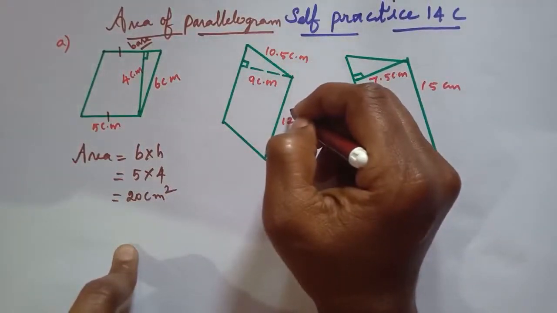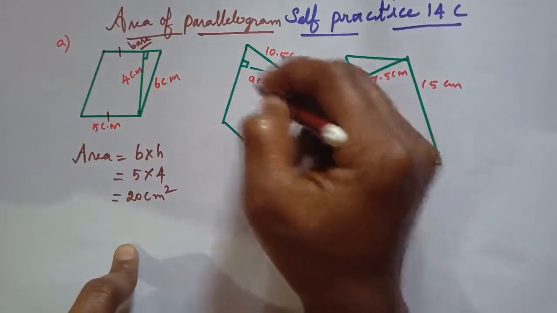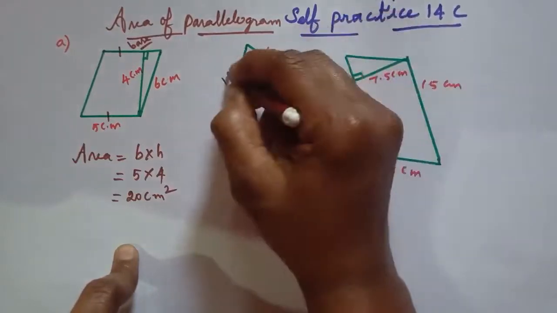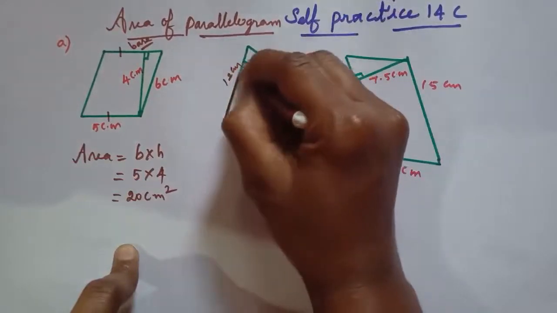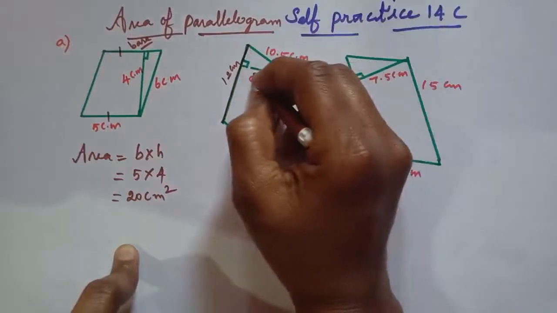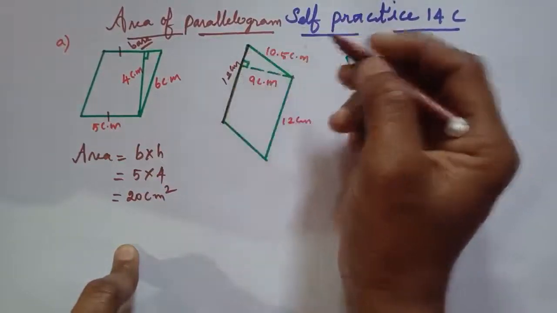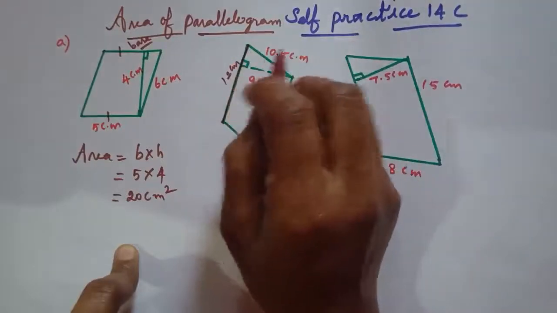Here there are two side lengths, right? You have to take one side as base. So which side? Yes, good, 12. This is also 12 centimeter, right? So this side, because the line to which the inner line makes a perpendicular angle is to be considered as the base of the parallelogram. So you should take this 12 centimeter as base.